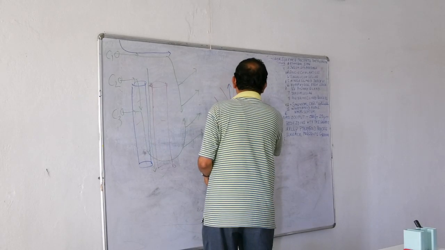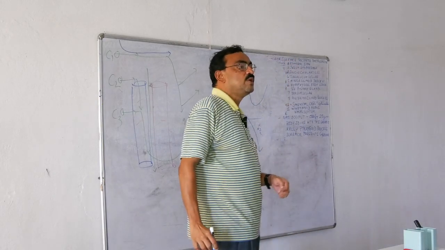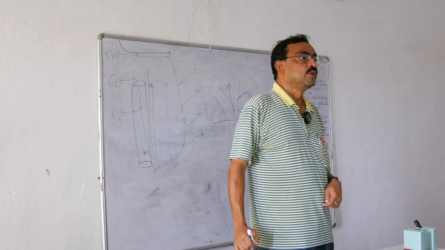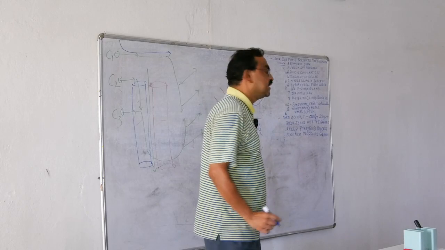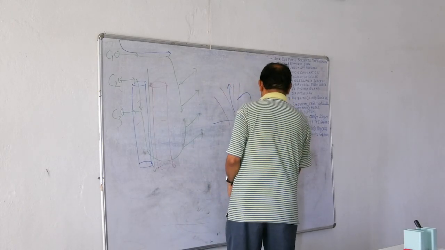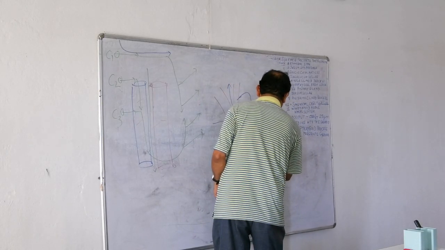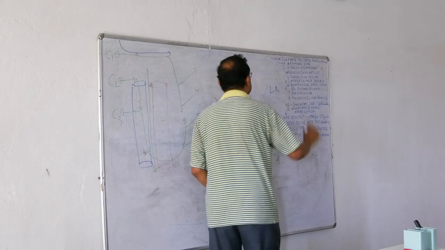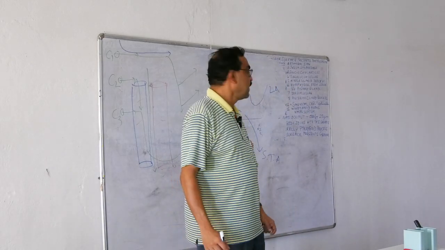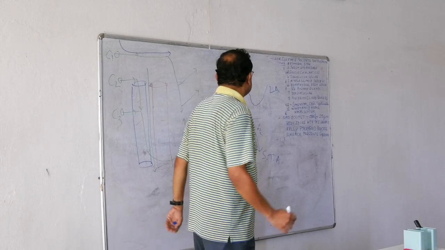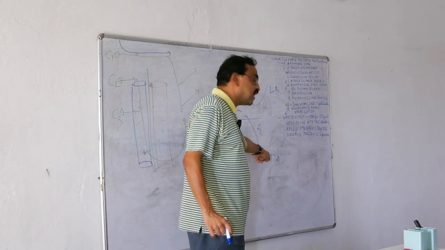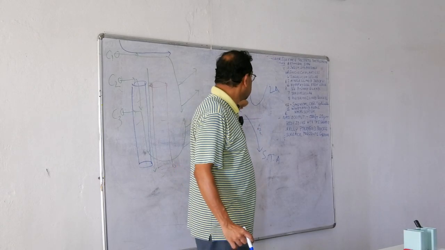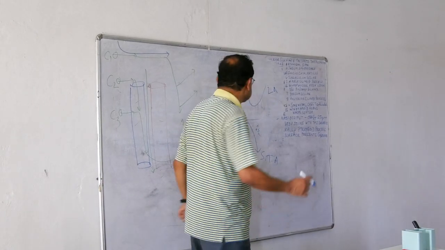Which will form a loop, which is called lingual loop. And this is the lingual artery. This is the superior thyroid artery. This is the lingual artery. And just from the anterior surface: superior thyroid artery from the anterior surface, lingual artery from the anterior surface.